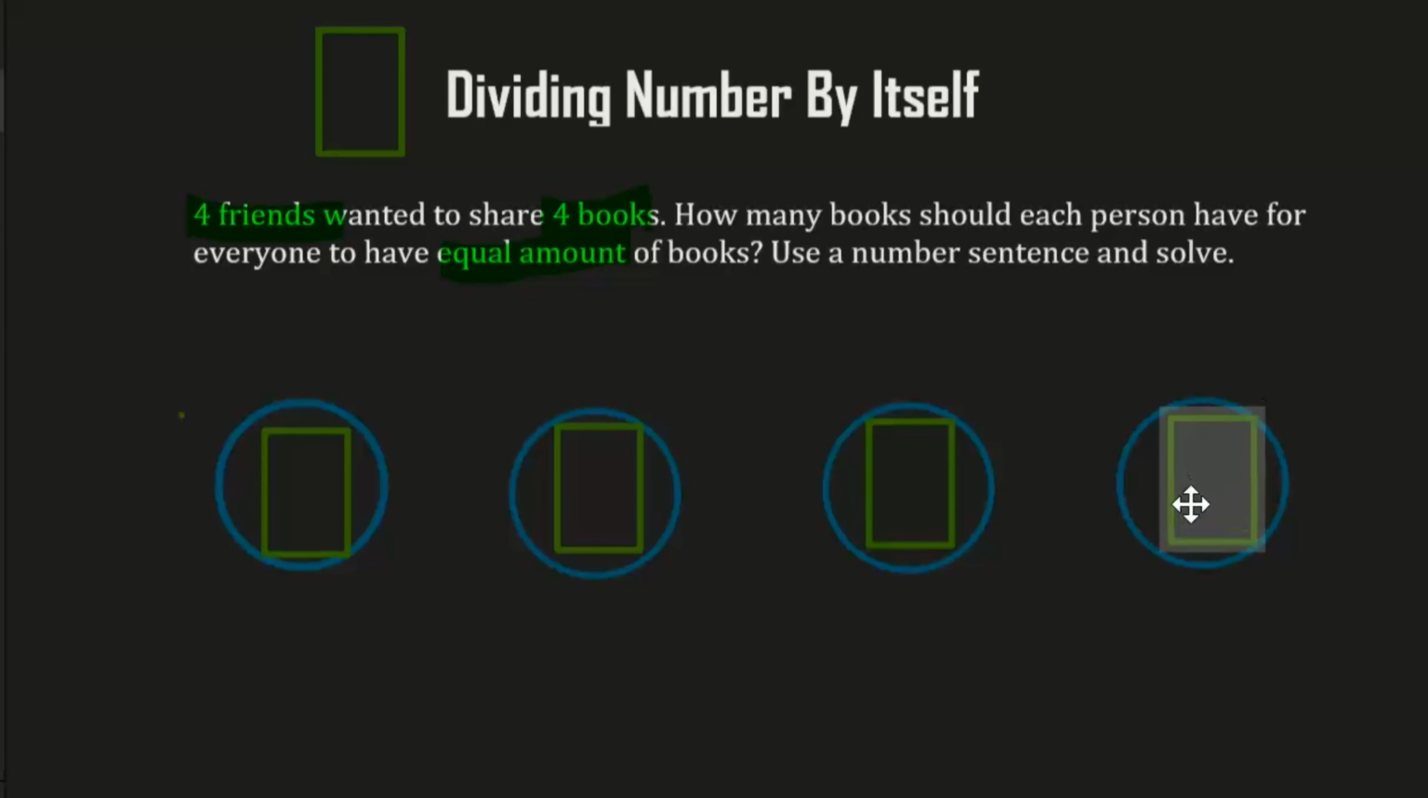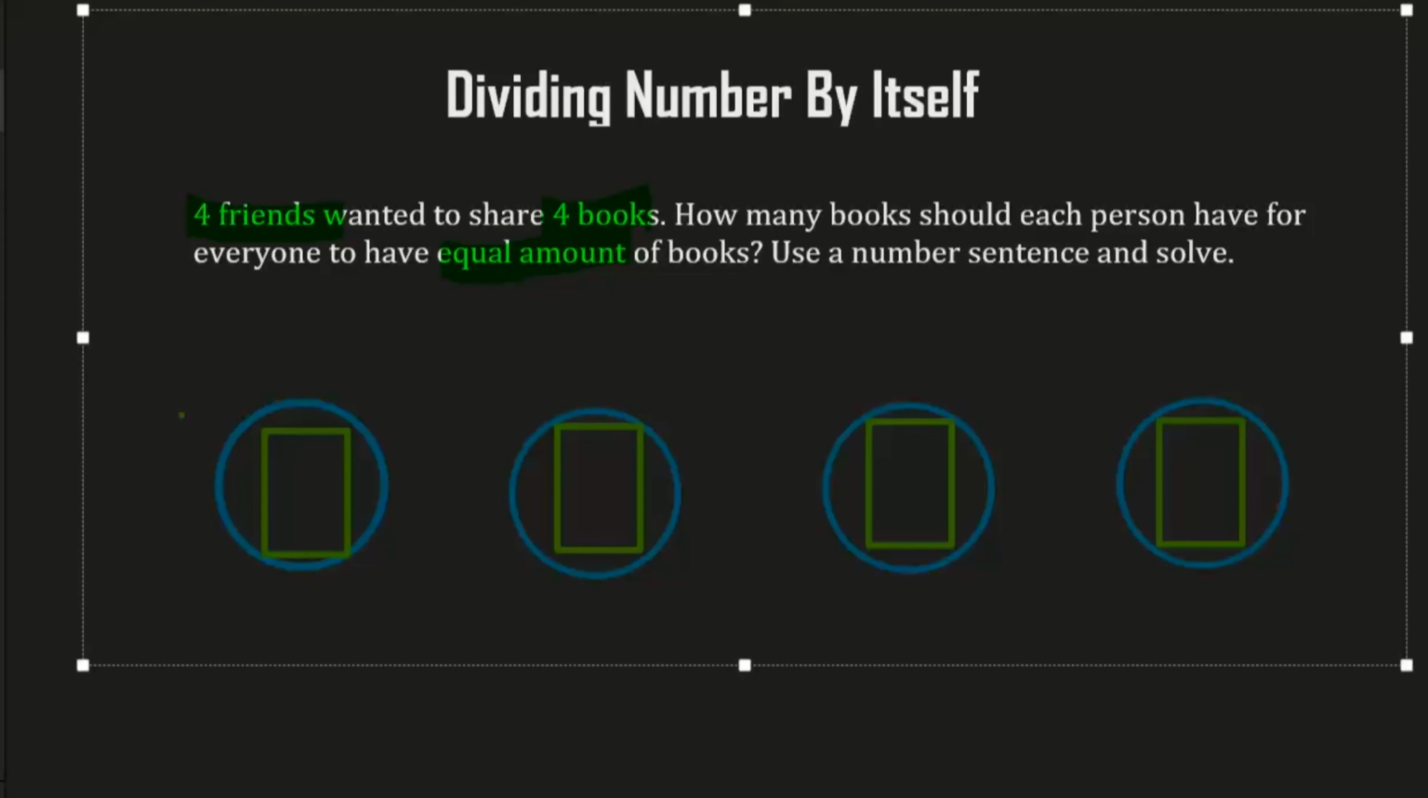Now we don't have any more books left. So what does that mean? That means that we're done. That's it. Each person gets 1 book. But if you take a look, it says use a number sentence and solve. So we're still not done. We still need to do a number sentence.